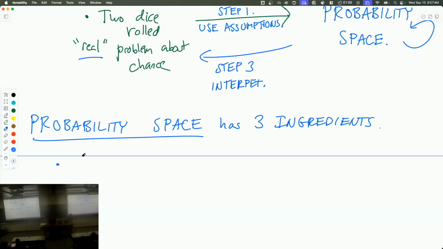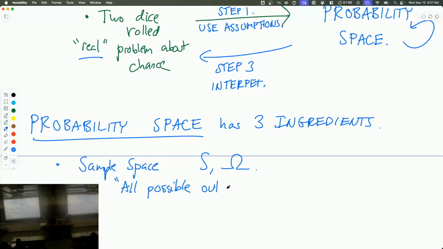The first one is the sample space. The sample space is sometimes denoted with S or with omega. This is the very first one on the little dictionary that I posted online for you guys. And this is all the possible outcomes.